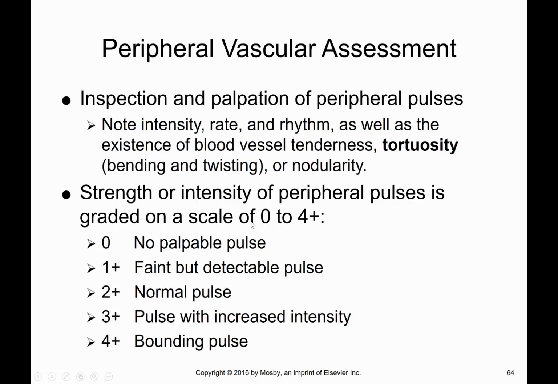When we palpate our pulses, we will be documenting the strength of those pulses, 0 being no pulse, but your normal pulse is a +2. So most of your pulses will be +2. However, abnormalities would be +1, +3, or +4.